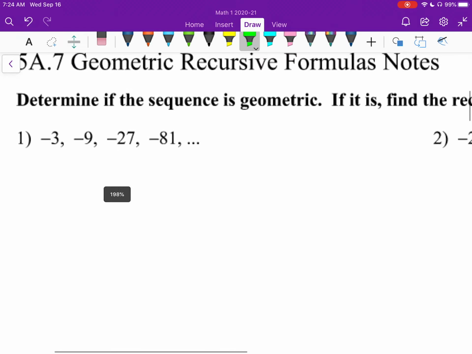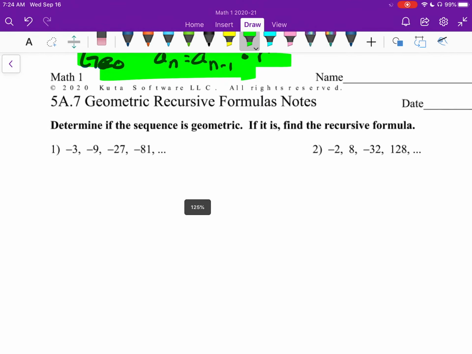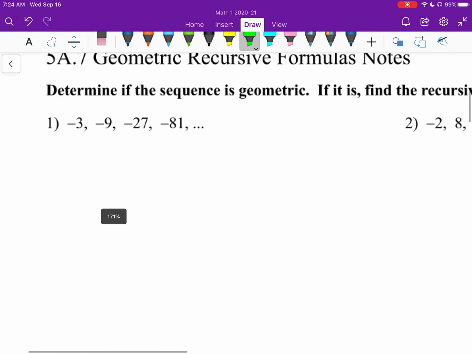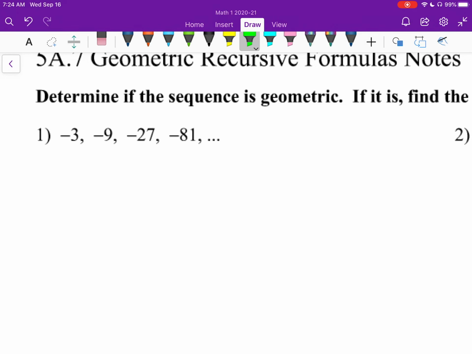Number 1, determine if it is geometric. If it is, then find the recursive formula. So first we need to decide, is this geometric? Well, to get from 3 to 9, we multiply by 3. 9 to 27, 3 again. And 27 to 81, another 3.